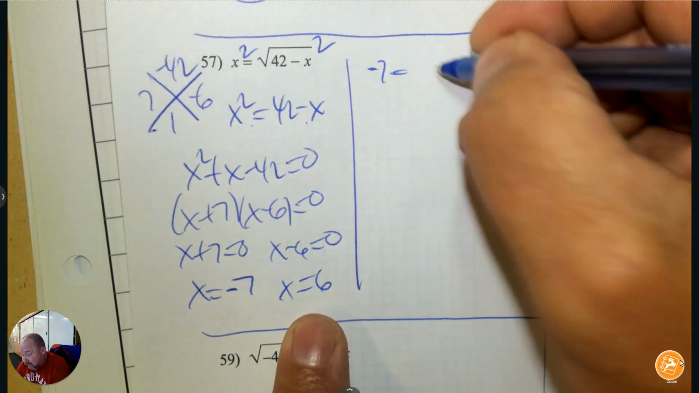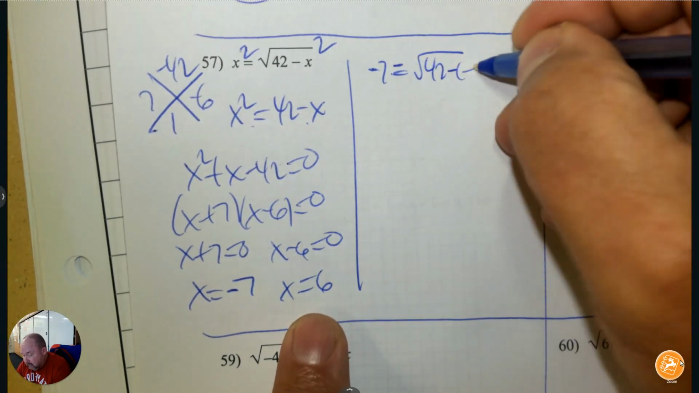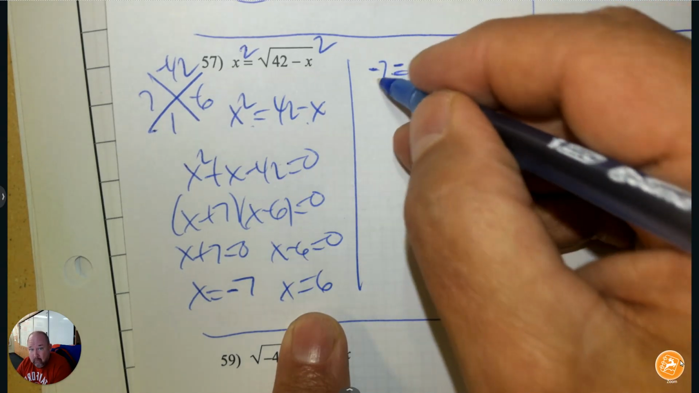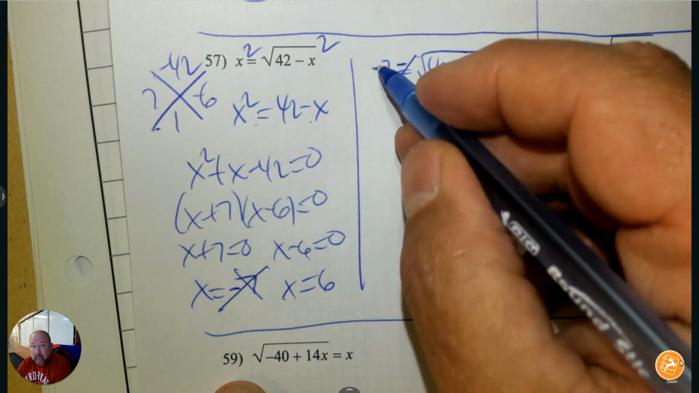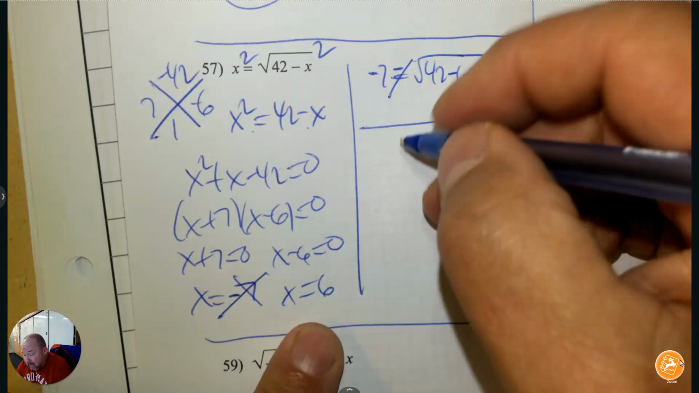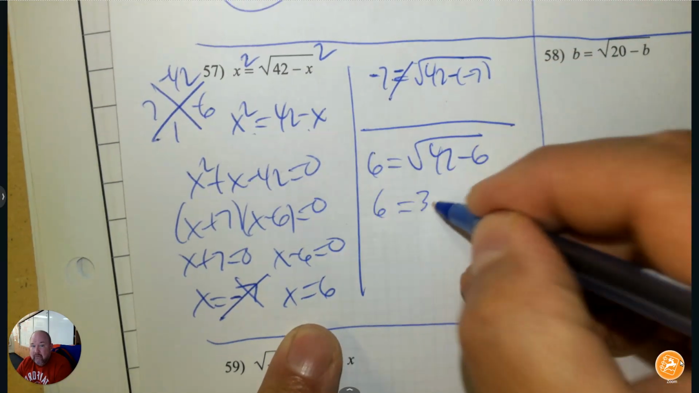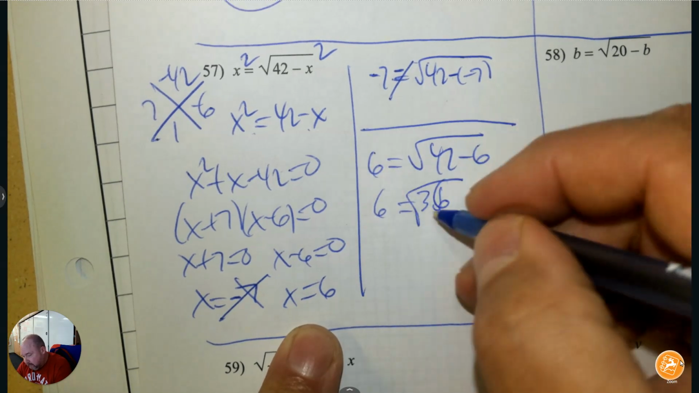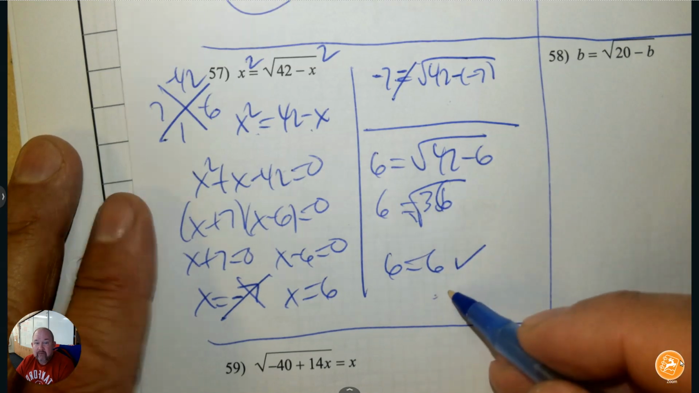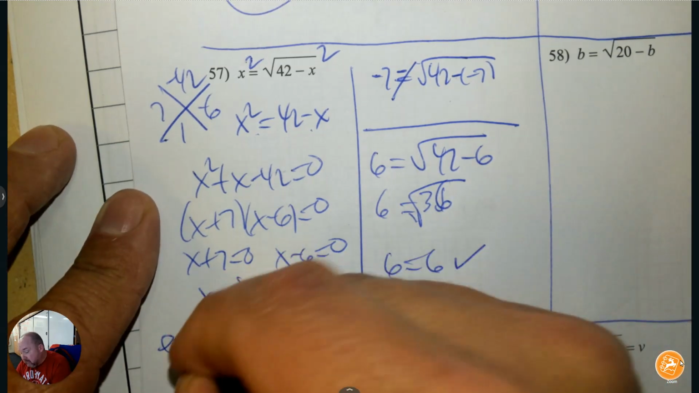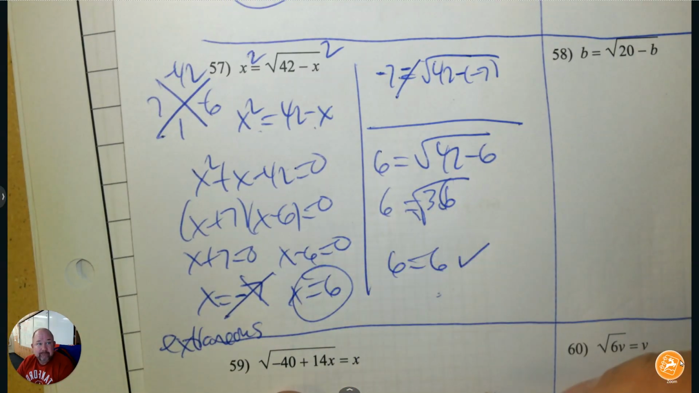So if I start with negative 7, it does not work. And the reason I know it does not work is because the square root of a number can never equal a negative number. So that one does not work, and I'm going to cross out. So whatever this is, the square root of this will not be negative 7. The other one is positive 6. So when I plug that in, does it work? And it does. So 42 take away 6 is 36, and the square root of 36, it does work. So what do we call this solution here? It's called extraneous, the one that didn't work, and this one does work.